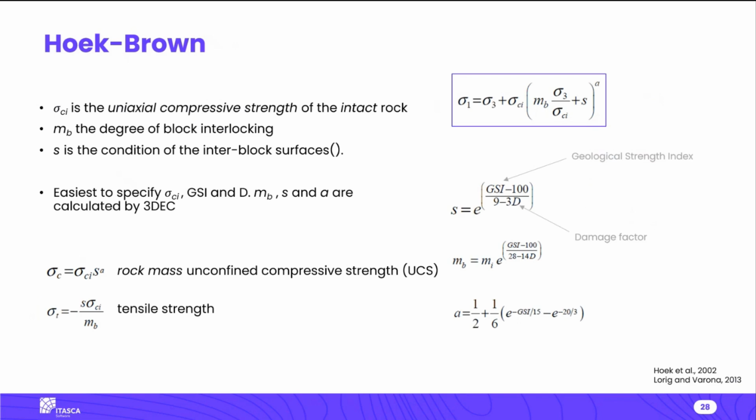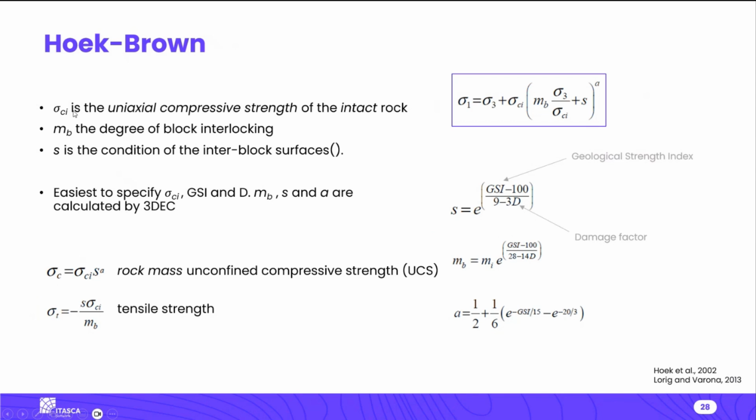So parameters that define that curve: sigma Ci, the uniaxial compressive strength of intact rock. So pretend you have a lab study on a relatively small piece of rock. This would give you the intact strength of that. And then there's an MB parameter, which is the degree of block interlocking, more or less, and an S parameter, the condition of interblock surfaces. And there's also this A parameter. Traditionally, this is 0.5. It's an exponent of 0.5, which basically gives you that parabola. It is also possible to change this A parameter.